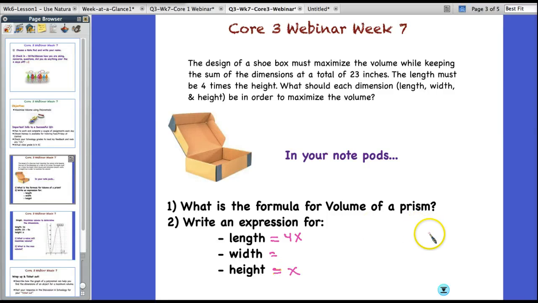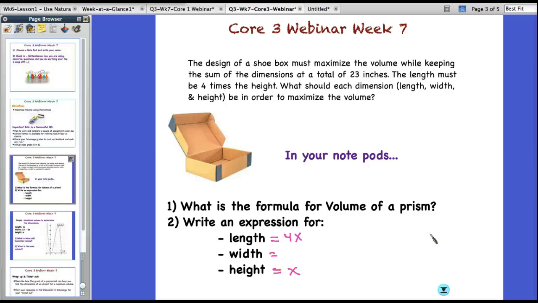How much did we use for length? We used 4x. Good. How much did we use for height? X. We used x. Okay, and we only have 23. So can any one of you guys that are geniuses, I know you guys are all geniuses, 4 times something equals 23, huh?